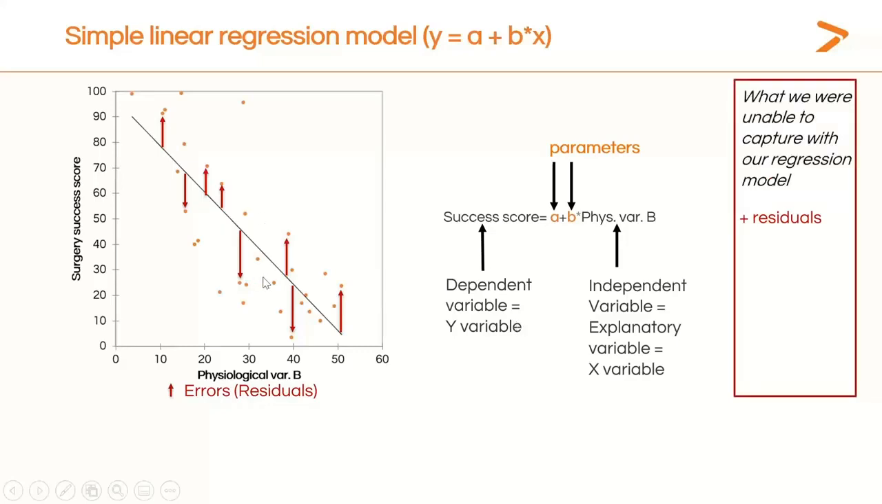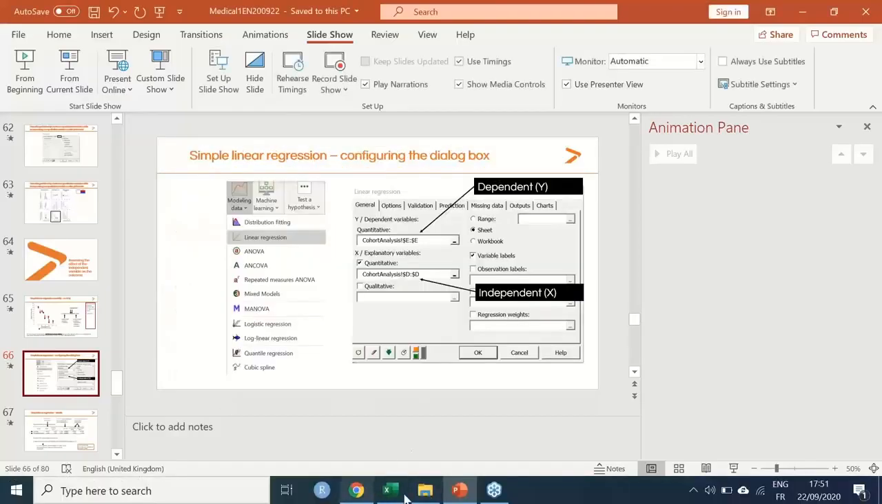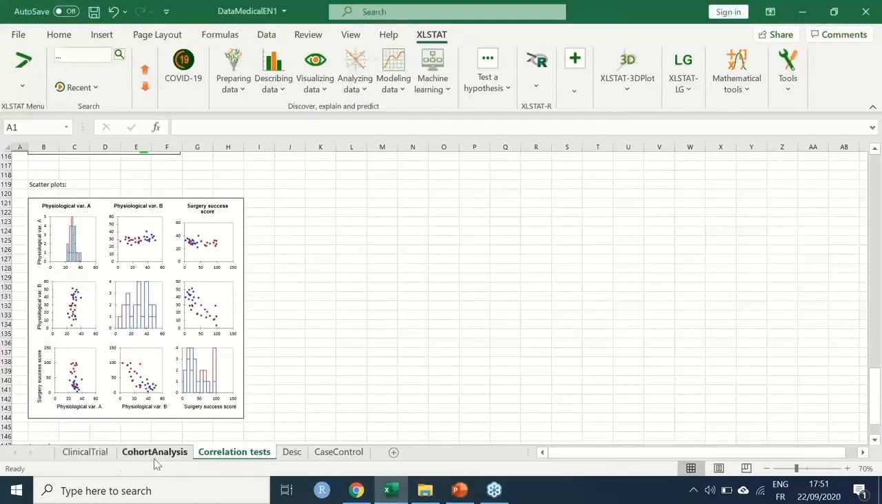Now, we used linear regression. This was not necessarily mandatory. The question allows to choose a model which is maybe less linear if the data and the interpretation provide enough justification for this. Imagine we had a relationship which is a bit more curvy. Maybe a model which is more curved would have been more appropriate than classic linear regression. So now let me run the regression in front of you.